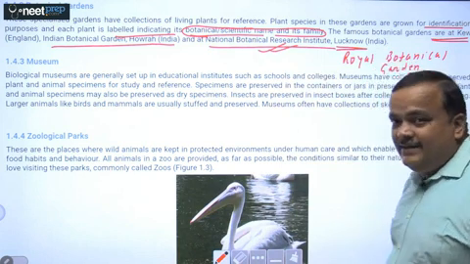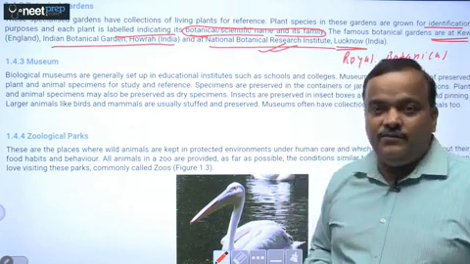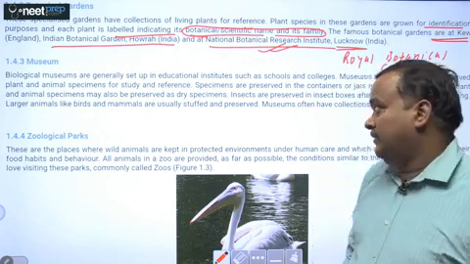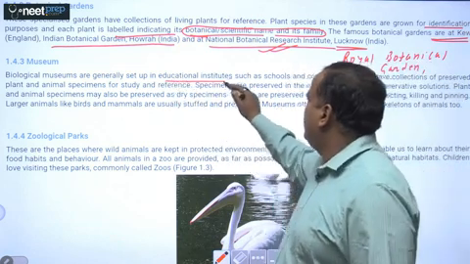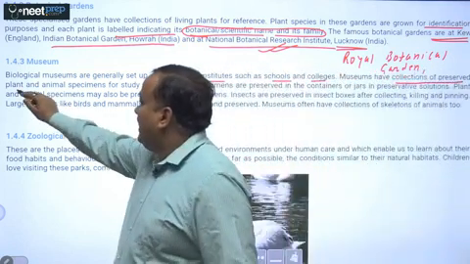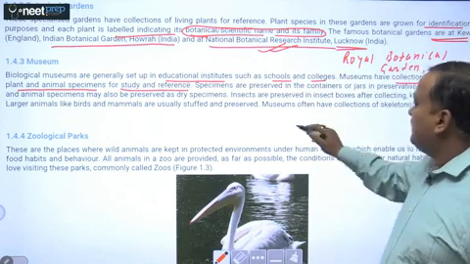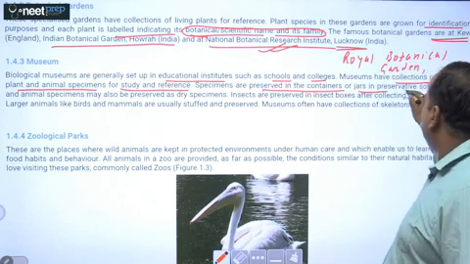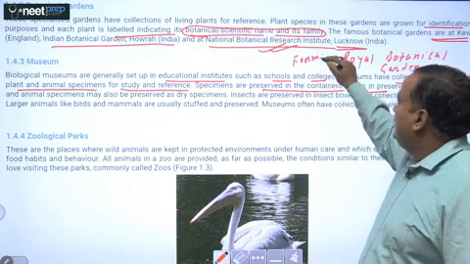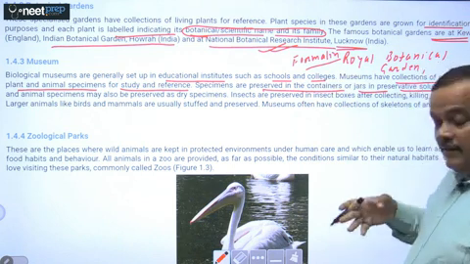Now the next is the museum. So what is a museum? A museum is generally set up in educational institutes such as schools and colleges for research and reference purposes, where plant and animal specimens are kept in preserved condition. It has a collection of preserved plant and animal specimens for study and reference. These specimens are preserved in containers or jars with preservative solution, and this solution contains formalin, which acts as a preservative. Formalin helps in the preservation of that particular specimen.